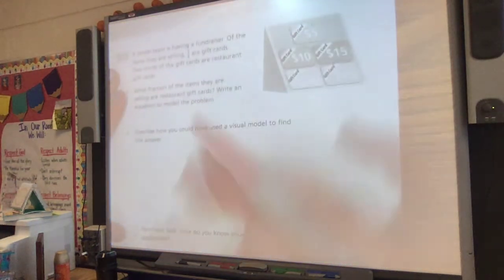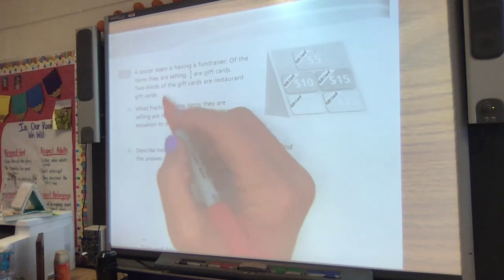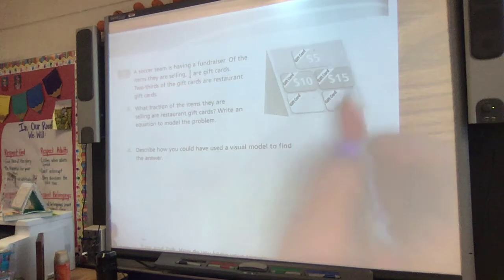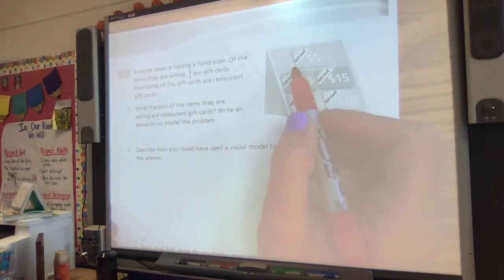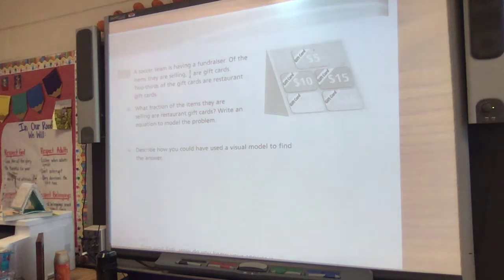Okay, let's turn the page. It says a soccer team is having a fundraiser. Of the items they are selling, 3/4 are gift cards. 2/3 of the gift cards are restaurant gift cards. What fraction of the items they're selling are restaurant gift cards?